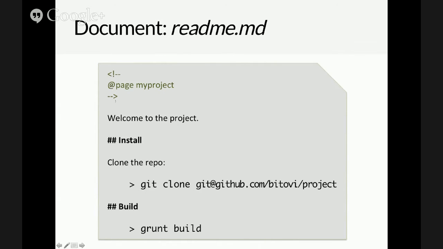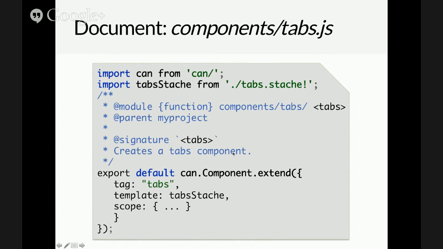So that it shows up nicely on the GitHub page, I'll use an HTML comment, and I'll say, hey, this is page my project, and everything will have its parent be my project, because there's a parent-child relationship with documentation. And then I just have whatever markdown I want for my home page, which I think is best to use for how to install and build and document a project. So I would just list that out.